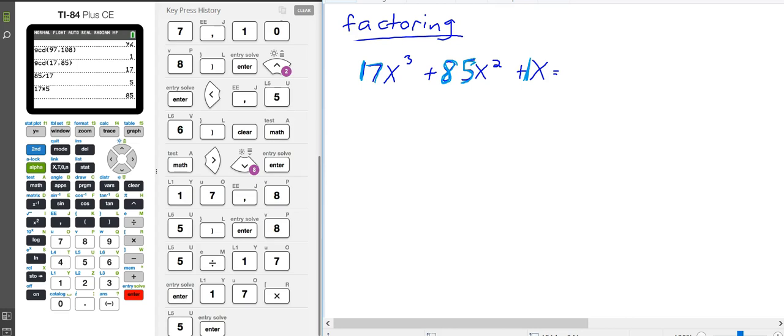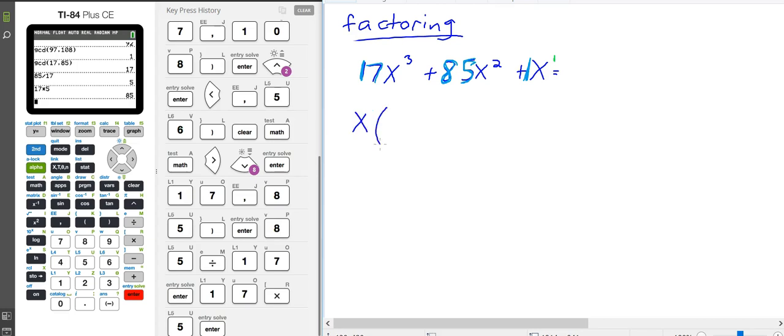So what are we going to be able to pull out? Will we be able to pull out anything? Let's see. Can we pull out an x? And we can, because if we pull out an x from the 17x cubed, we're left with 17x squared. If we pull out an x from 85x squared, we're left with 85x. If we pull out an x from 1x, we're left with 1. Can we pull out x squared? No, we can't. Why can't we? Because the 1x, the last term, it's only x to the 1, which means we only have 1x. So we can't pull out two x's if we only have one x, so let's pull out an x.